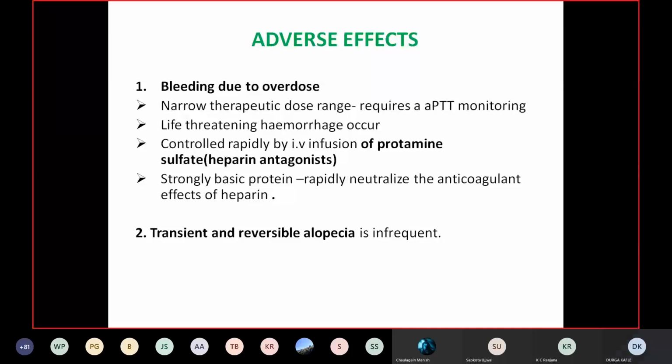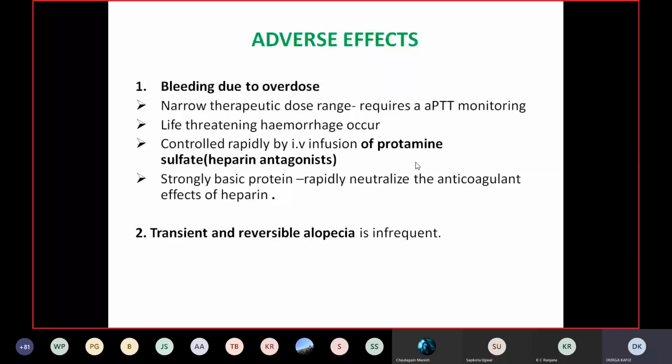So this overdose can be rapidly controlled by giving protamine. It is the antidote of heparin overdose. Protamine sulfate is a heparin antagonist. It is a strongly basic protein. Heparin is an acid and protamine is a base, so there is acid-base neutralization and formation of a salt. So it rapidly neutralizes the anticoagulant effect of heparin. Whenever there is an increased level of APTT due to overdose, you directly inject protamine sulfate to prevent life-threatening hemorrhage in that patient.